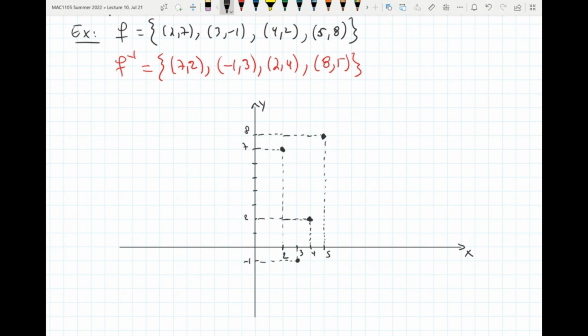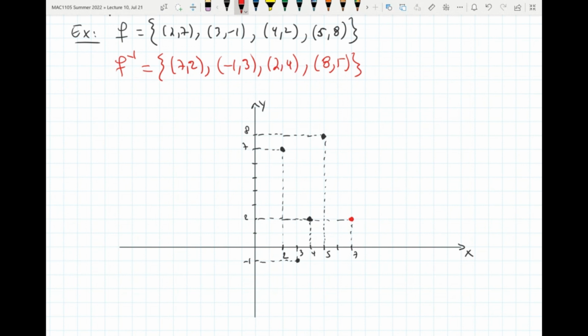Okay, now let's graph the inverse. So the inverse is, remember, you have to flip x and y. So for example, 4, 2 is going to give you 2, 4, right? Or let me do it in order. So the point 2, 7 gives you 7, 2. So we have to keep going here.